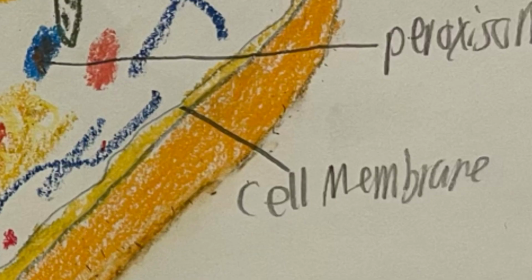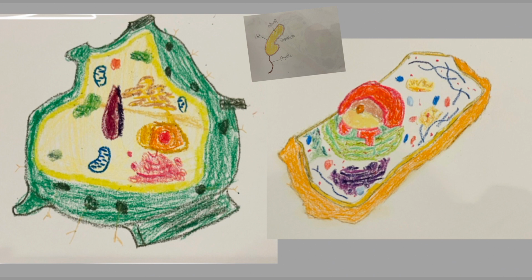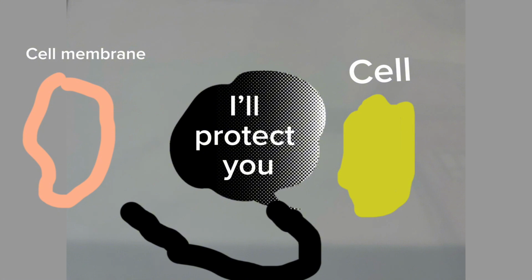The cell membrane is found in animal, plants, and prokaryotic cells. It provides protection for a cell.